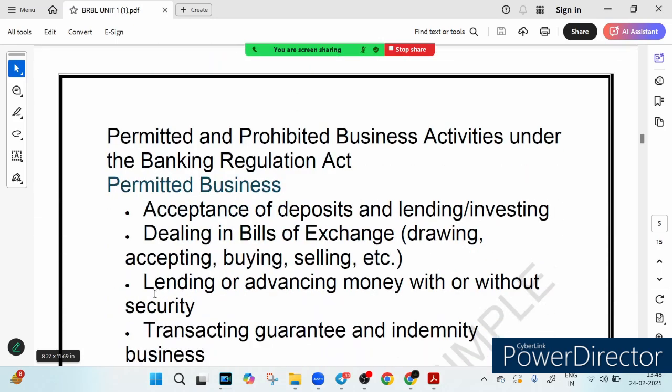Now let's talk about permitted and prohibited business under the Banking Regulation Act. Very important part. So friends, are you ready to get a clear understanding of what banks can and cannot do under the Banking Regulation Act? In this slide, we are diving into some of the key permitted and prohibited activities.